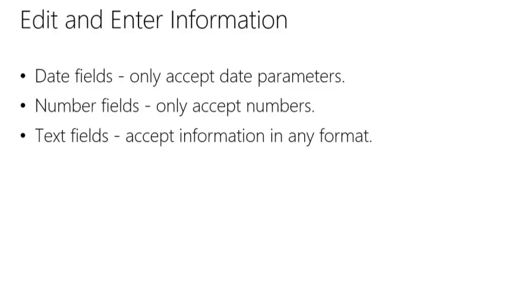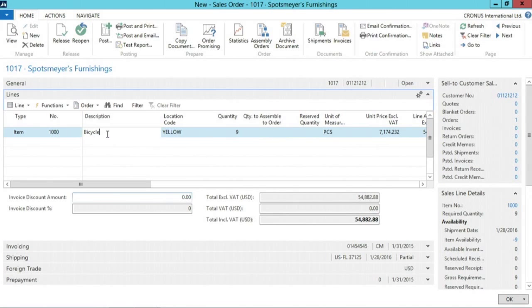Then there are also text fields. A text field is capable of accepting information in any format. It's going to be alphanumerical information. Let's have a look in the application itself. So a text field, for example, here description is a typical example. I can type in some information. This is a bicycle, and the system is going to accept it. I can also type in numbers or special characters because it's a text field, and the system is going to allow this. So in a text field we can enter anything.